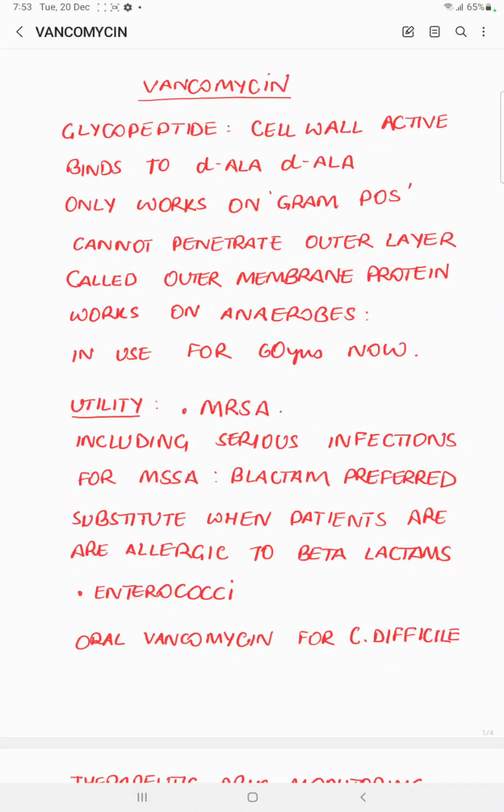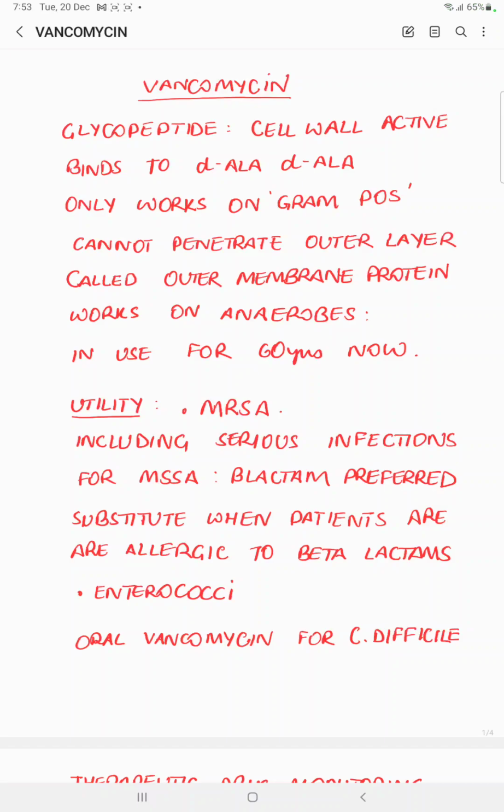Hello everybody. In this section we will be talking about the antibiotic vancomycin. It's a glycopeptide, first in the class, a cell wall active agent. It binds the D-Ala sequence and impairs the peptidoglycan synthesis.